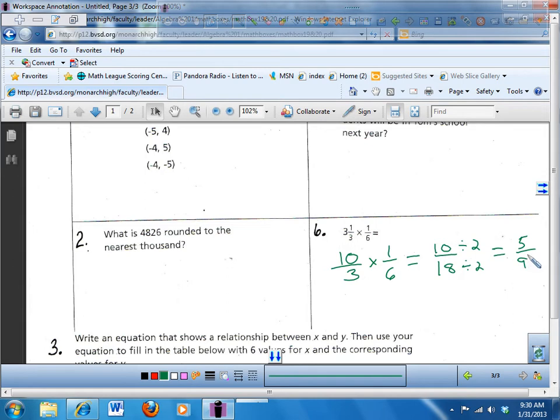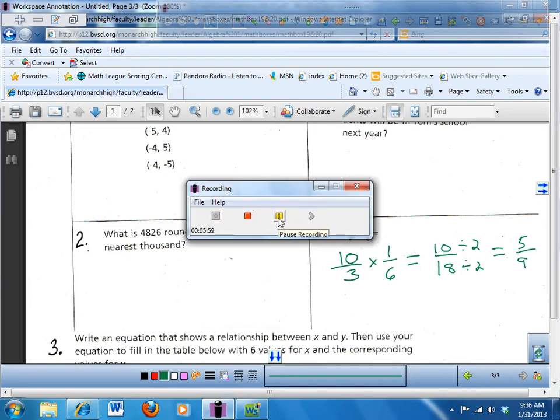All right? Okay. So now you are going to turn in your math box. Okay? Turn it in. Let's pause. Just like I'm going to do right now.